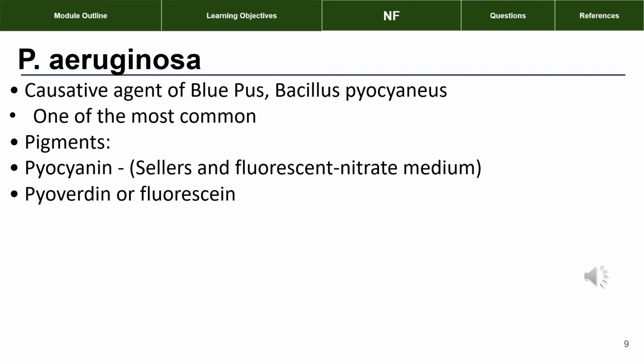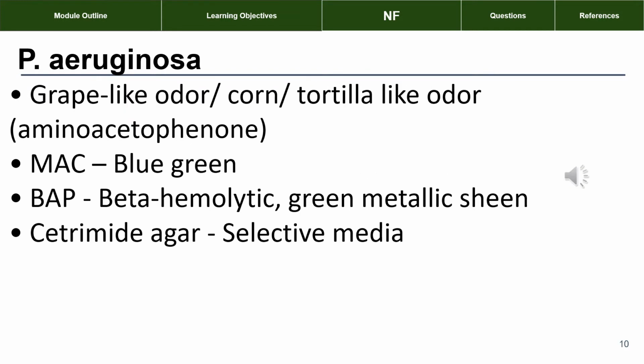First up, we have our Pseudomonas aeruginosa. This is the causative agent of lupus or your Bacillus pyocyanus, and it is one of the most common. You have two pigments, you have your pyocyanin and your pyoverdin or your fluorescein. Pseudomonas aeruginosa produces a grape-like odor or a corn or a tortilla-like odor. This is because of your aminoacetophenone. In MAC, they appear to be blue-green. In BAP, they produce beta-hemolysis and they have a green metallic sheen. And your cetrimide agar is used as a selective media.